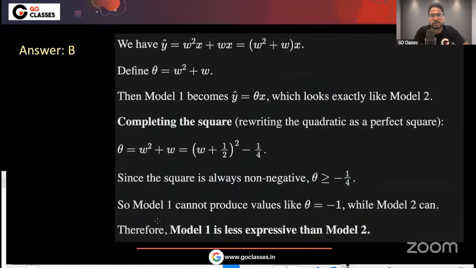Okay, see here, B is the correct answer, because if you write it, now this model will look exactly the same as model 2, but there is a catch. The catch here is that w square plus w cannot take all the values. If we get some expression which can take all the values, then it's not an issue. But currently it's an issue. Understood?